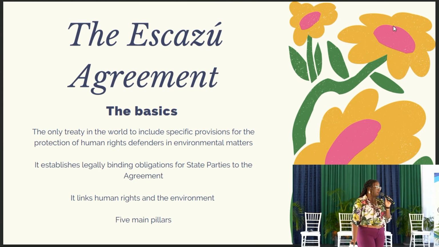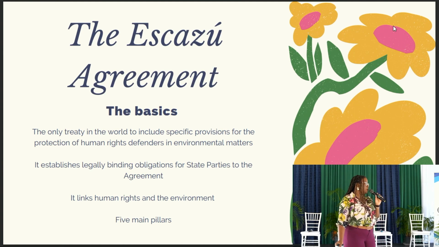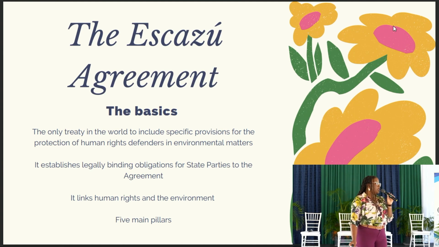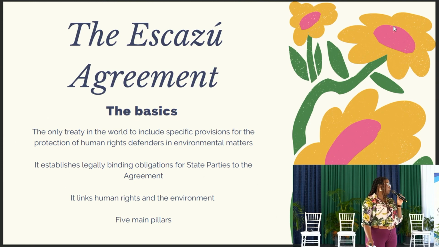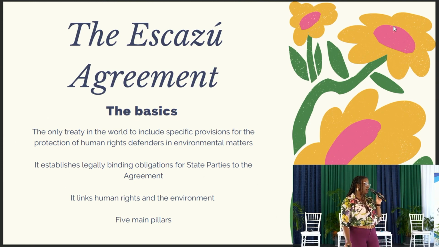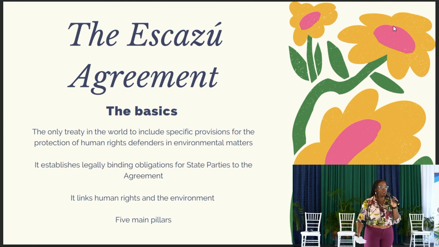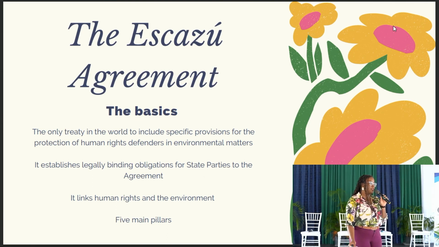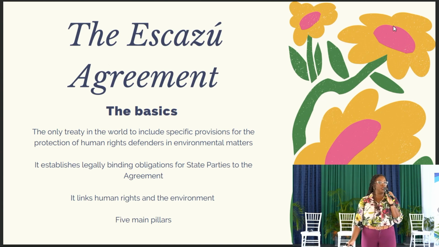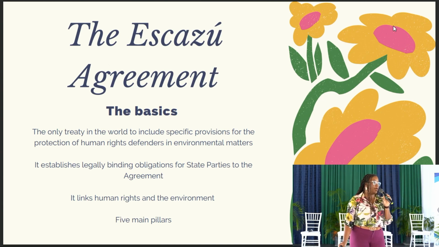So the basics of the Escazu Agreement, this is just a broad scope of what the agreement entails. It is the only treaty in the world with specific provisions for the protection of human rights defenders in environmental matters. It establishes legally binding obligations for state parties to adhere to. It links human rights and the environment, and there are 5 main environmental principles that are included in the Escazu Agreement.